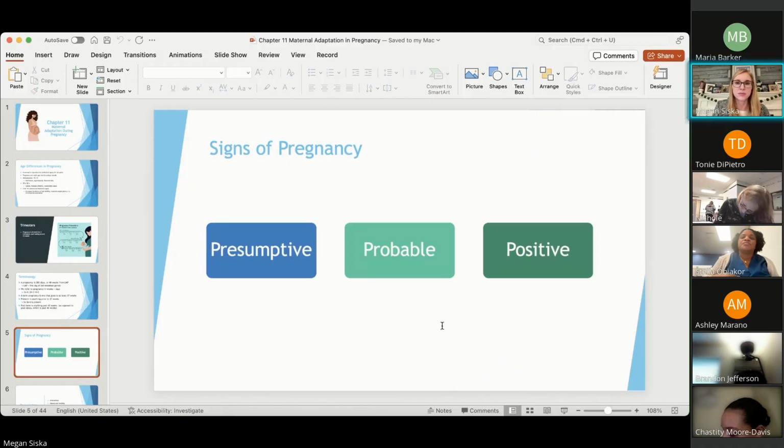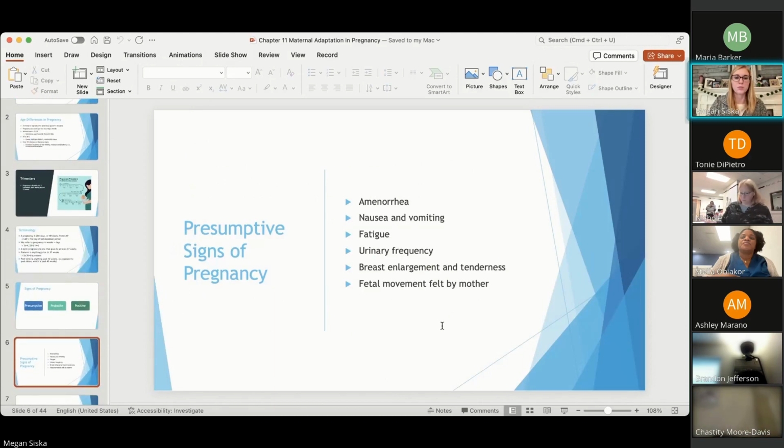Okay, so let's talk about some signs of pregnancy. So your book goes over these presumptive, probable, positive signs. So we'll kind of talk about what those are. So presumptive signs of pregnancy are signs and symptoms that the patient feels or sees and reports to the provider. So it could be something like, I missed my period, or I'm late. I'm feeling nauseous. I'm having some vomiting. I'm feeling really tired. My breasts are sore. I've been peeing a lot. I feel flutters in my belly. So it's the patient reporting these signs to the provider or to the nurse.